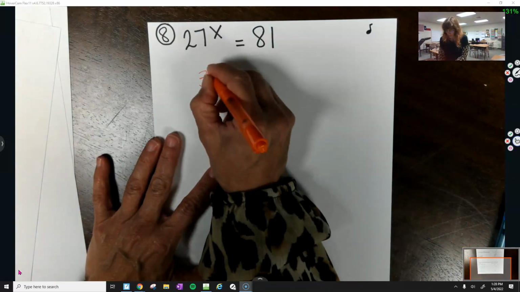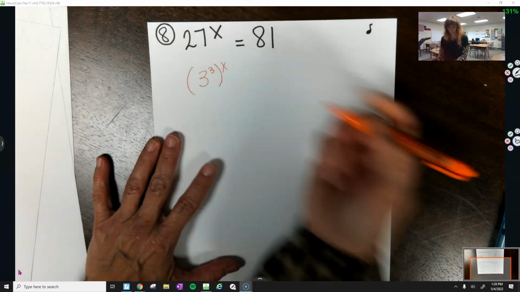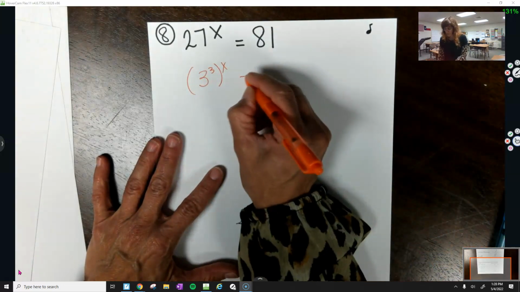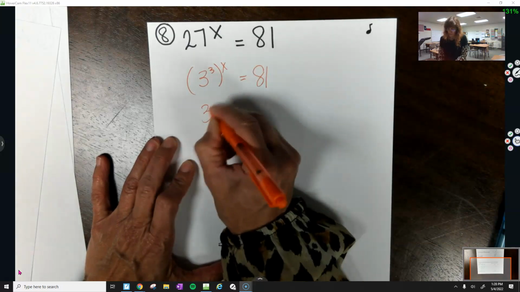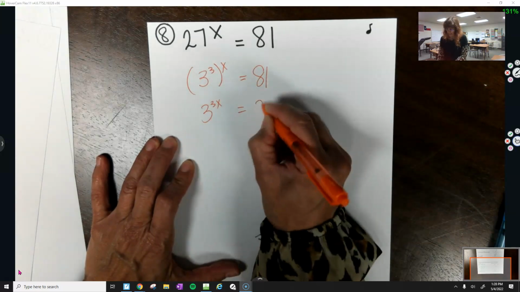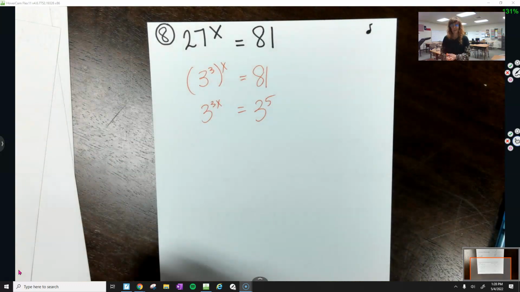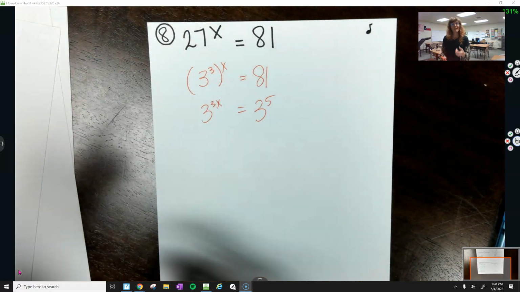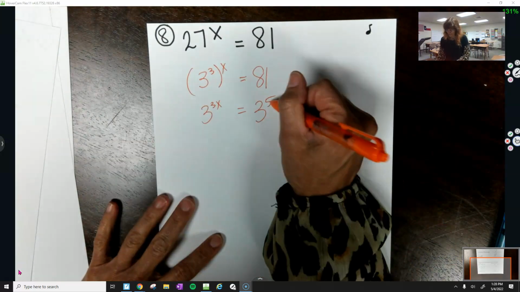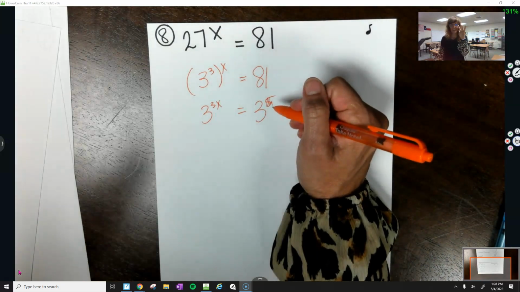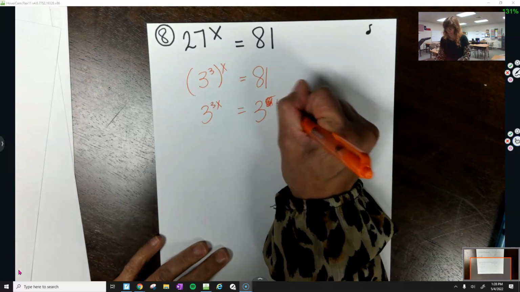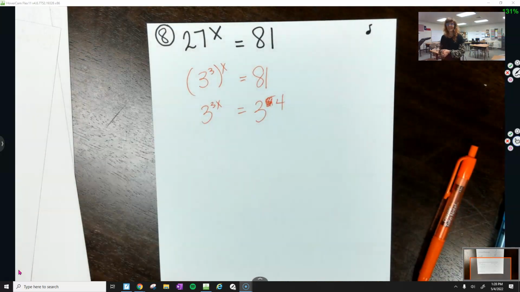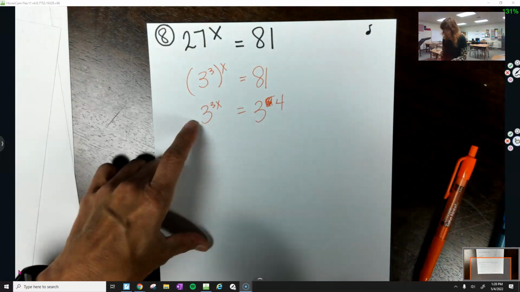So this is going to be 3 to the third. Y'all, that's your 27. Remember, 81 is 3 to the 5th. So we're going to write this as the same power. So once we have the same power, hold on. That's not 3 to the 5th. 3 times 3 is 9. 9 times 3 is 27. 27 times 3 is 81, y'all. This is 3 to the 4th. I'm sorry. So I just have another one. I can ask you what mistake I made.